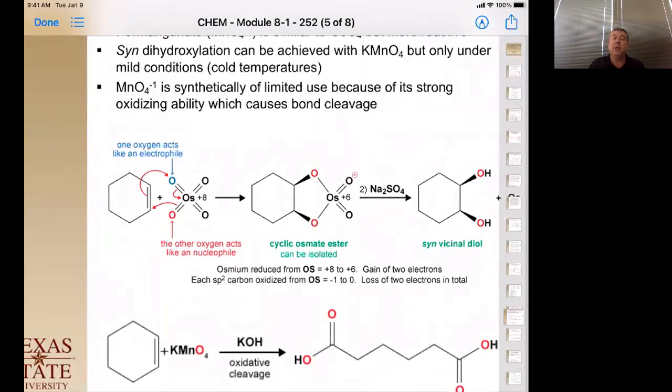But most of the time when we use potassium permanganate, we use it under basic conditions. Under basic conditions, it doesn't stop at the diol. It actually breaks the double bond apart, and when it does that, it oxidizes both of those carbons all the way down to carboxylic acids. So it's a great way to take an alkene and turn it into two different carboxylic acids, or in the case of this one, two carboxylic acids at the end of the same chain. So your reagent of choice for making vicinal diols should be that osmium tetroxide.